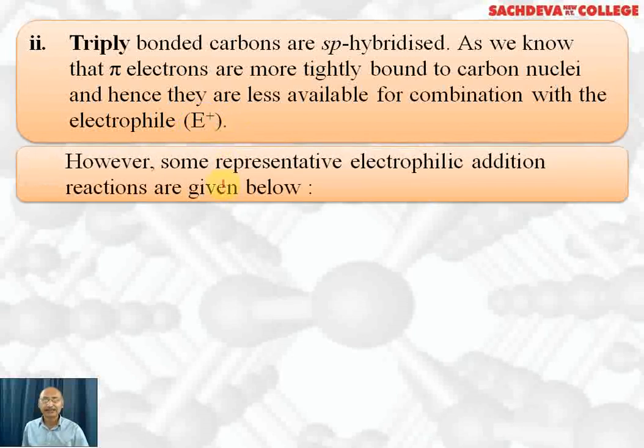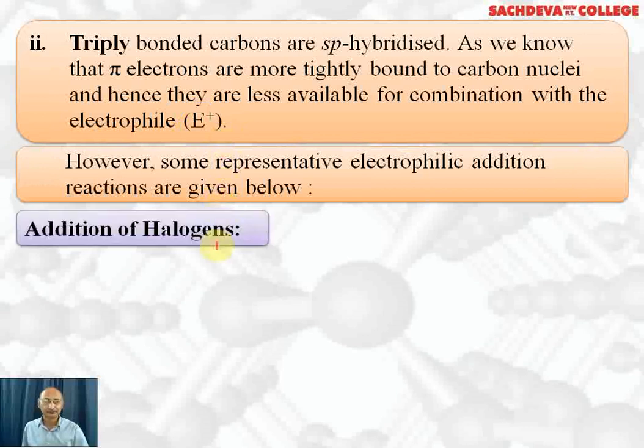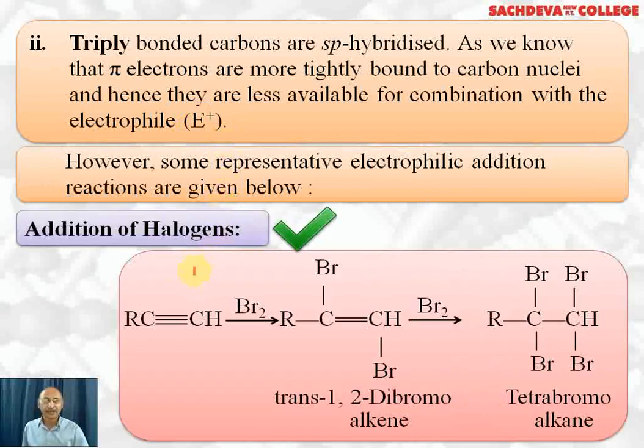However, some representative electrophilic addition reactions are given below. First, we are taking addition of halogens. Just like alkenes, alkynes also decolorize bromine water. Due to the addition reaction which takes place, a new compound is formed which is colorless. First, we are adding Br2.